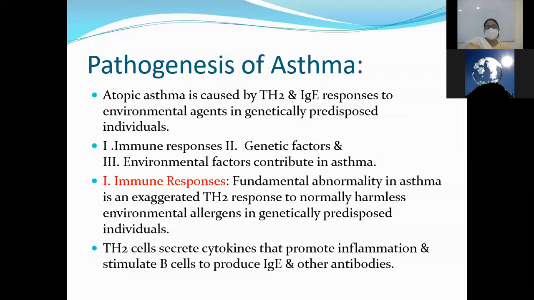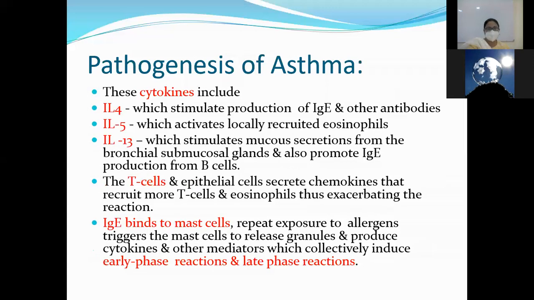Now, the immune response. A fundamental abnormality in asthma is an exaggerated response by type 2 helper T cells to normally harmless environmental allergens in genetically predisposed individuals. Okay, type 2 helper T cells secrete cytokines that promote inflammation and stimulate the B cells to produce IgE and other antibodies. Clear? Means you must know that there is a role of the immune system, and it includes type 2 helper T cells, and these helper T cells then cause the production of IgE.